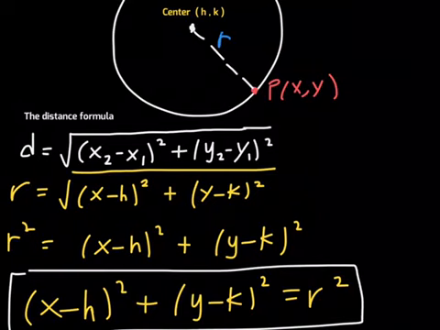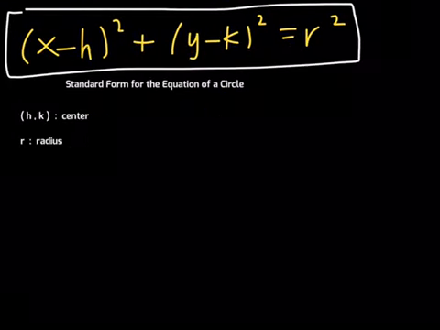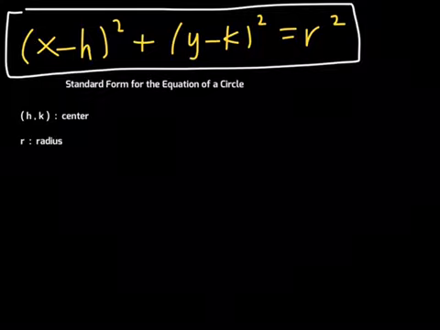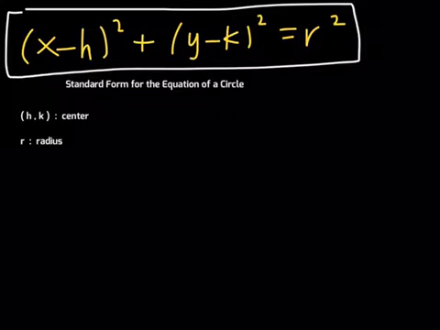The second thing I want us to realize is that this whole equation is set equal to the square of the radius. It's not set equal to the radius. It's set equal to the square of the radius. So be very careful. So here it is, folks, the standard form for a circle, and h comma k is representing your center and r is representing your radius. Now we are ready for our first example.